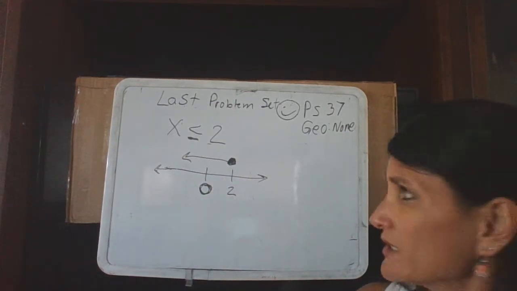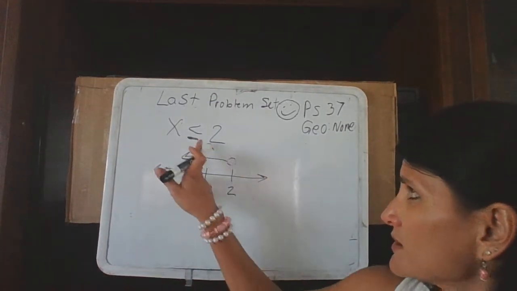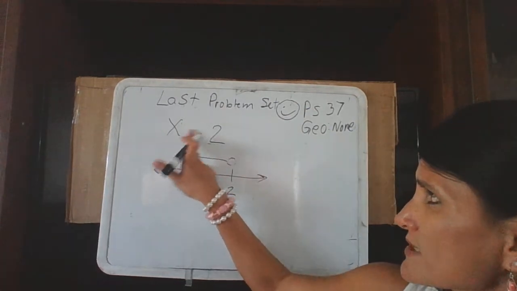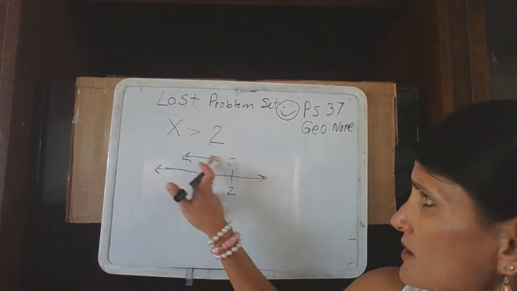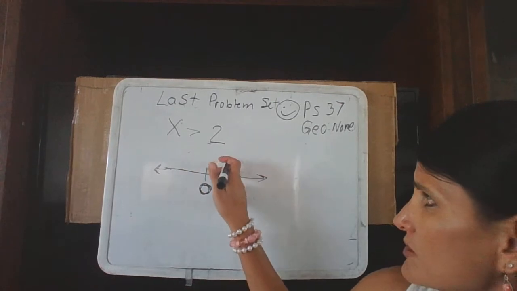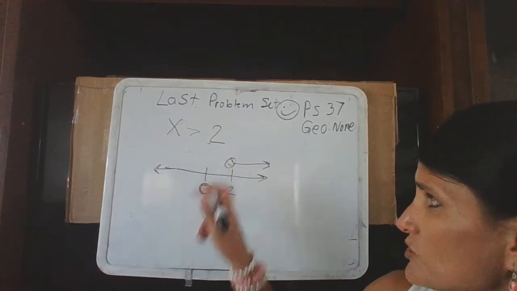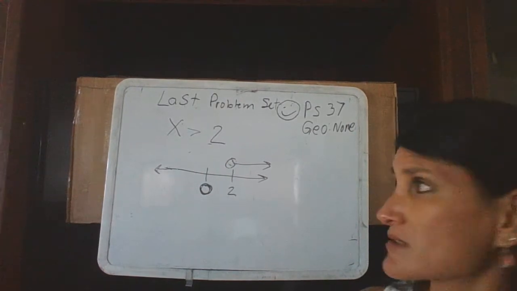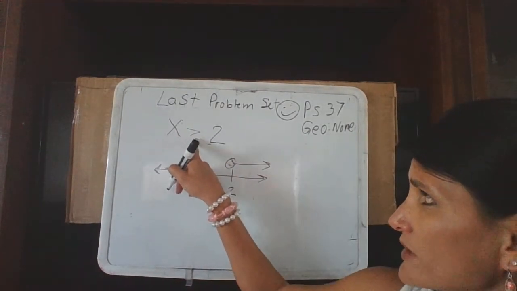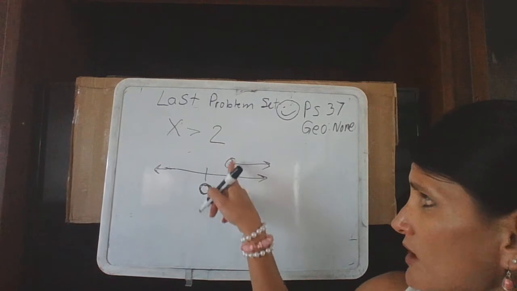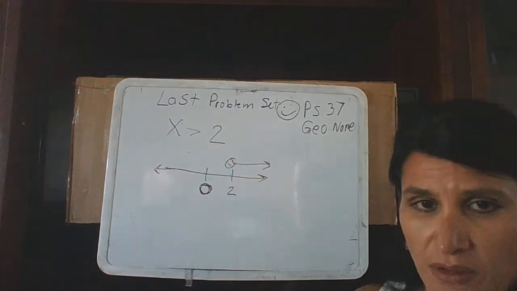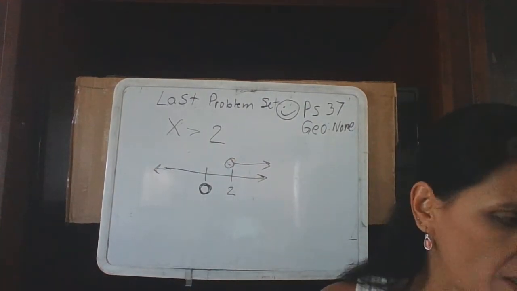If you don't color it in, then this would say, let's say I said greater than 2. So this time the arrow is pointing to the right, you go to the right, and you don't include the value for 2 because it says x greater than 2. So if I put a color here, I'm saying 2 is greater than 2. And that is not true. So we don't want to color that in.